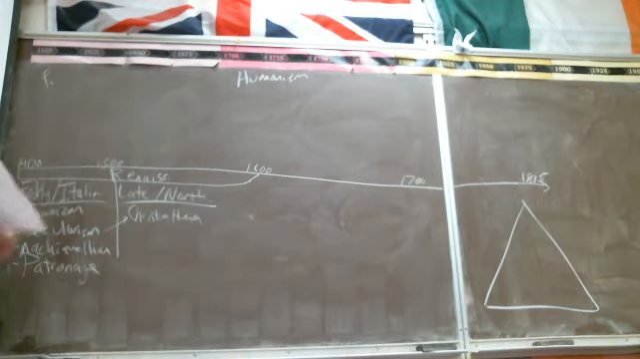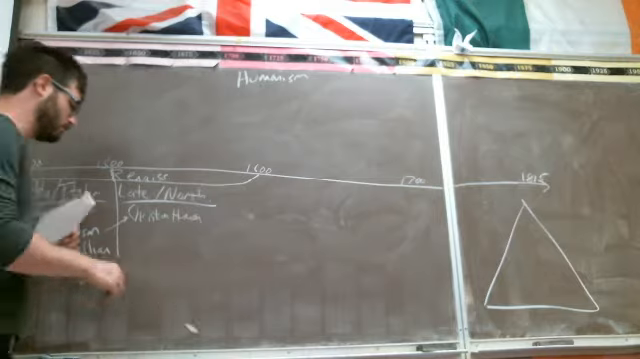Christian humanism. We end up with people like Mirandola, free will. Thomas More and Utopia. Stuff like that. So that's the Renaissance.